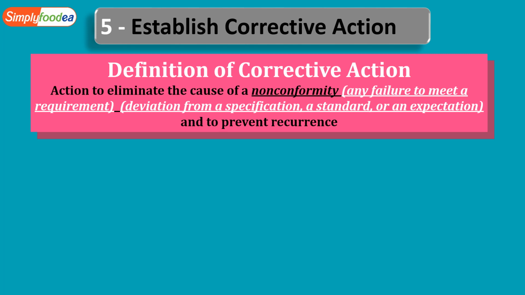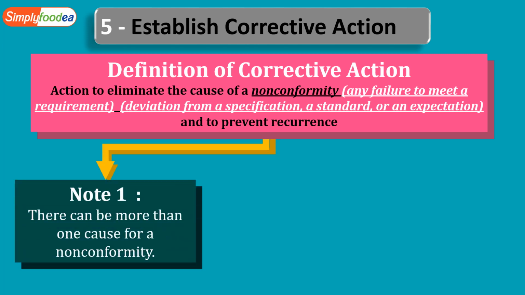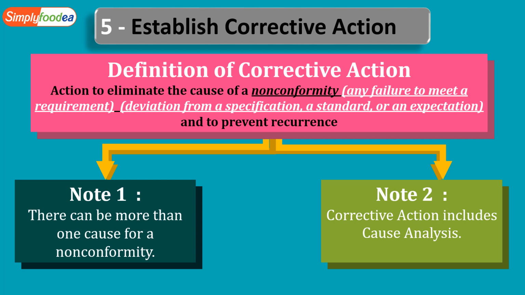It's an action to eliminate the cause of a nonconformity. What is the meaning of nonconformity? It's any failure to meet a requirement, or any deviation from a specification, a standard, or an expectation, and the action is meant to prevent its recurrence. There are 2 notes for the corrective action. Note number 1, there can be more than one cause for a nonconformity. Note number 2, the corrective action must include the cause analysis study of this nonconformity, to have a corrective action matching the nonconformity.